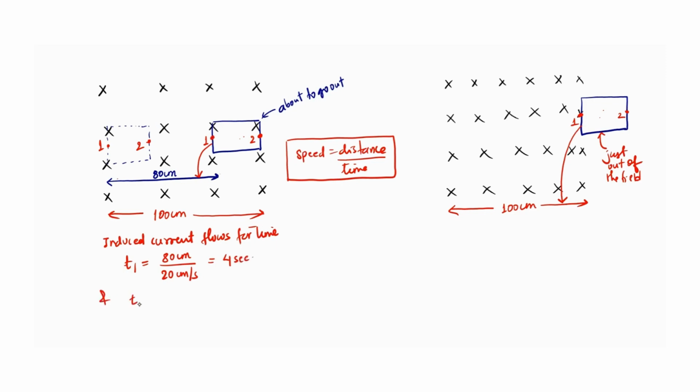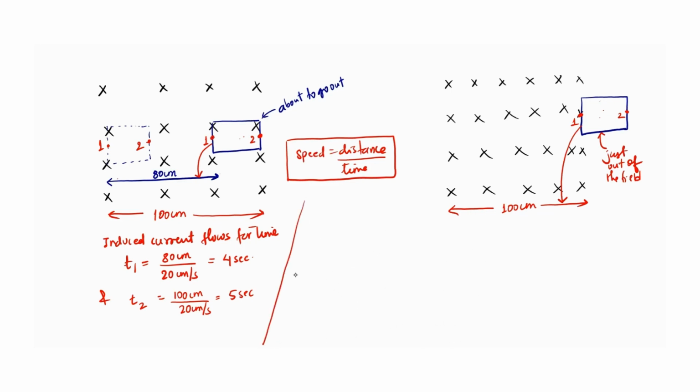And next, for this position, we have 100 centimeter by 20 centimeter per second. So this gives us 5 seconds. So what do you find? Induced current flows for time 4 seconds to 5 seconds. So we have this. Now, what we do?